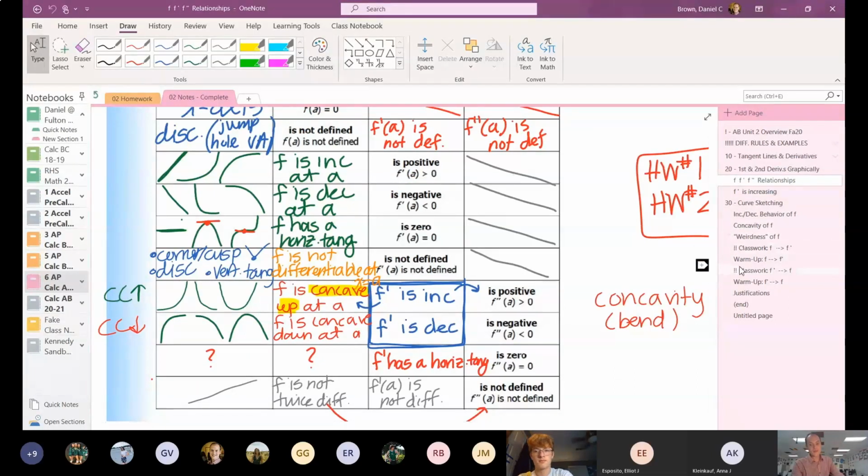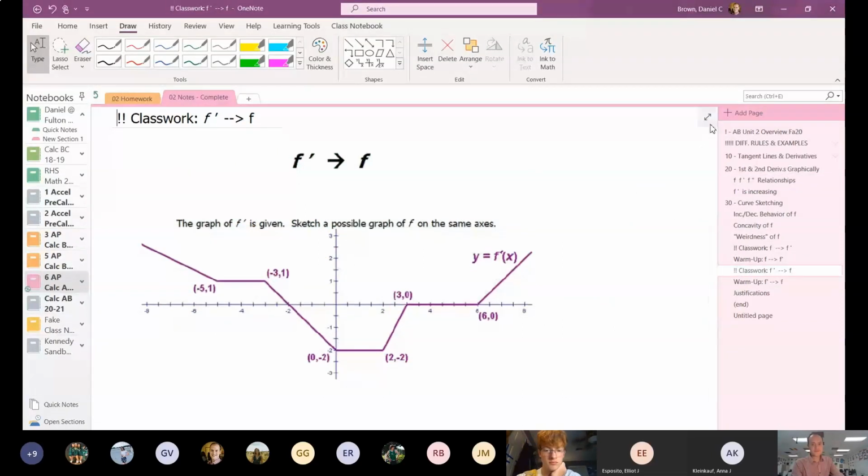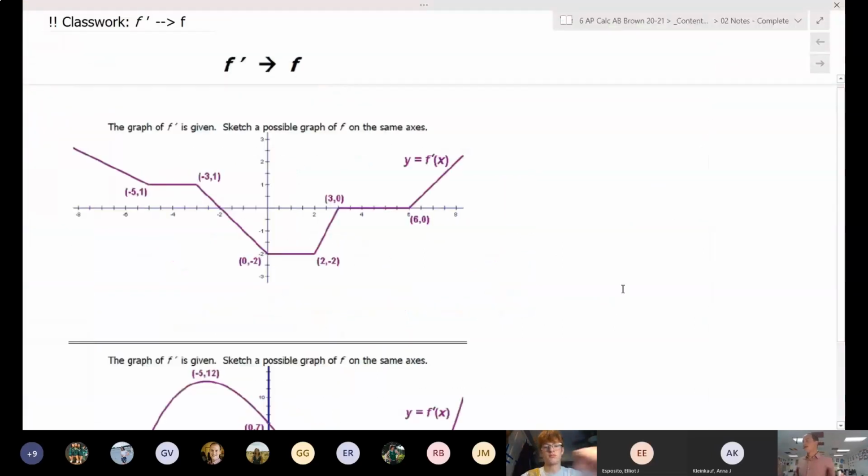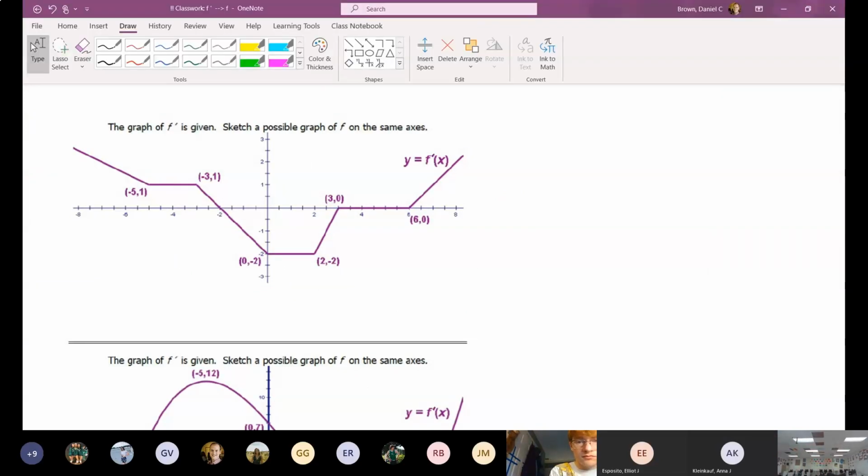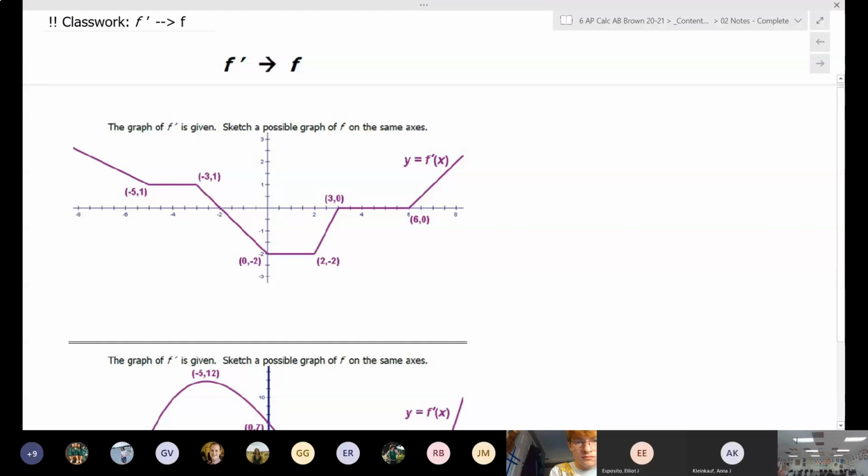Okay. So going from that chart, to segue into what we're looking at today, today we are going to look at going from F prime to F. So I used the same graphs that we did yesterday, just changed them. So again, we are no longer looking at the function, we are now looking at the derivative. For me, when I draw a function from the derivative, it's a little bit easier.